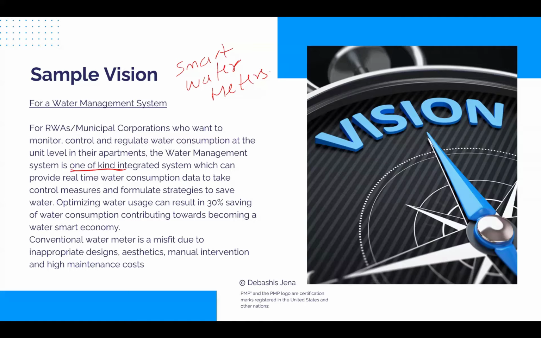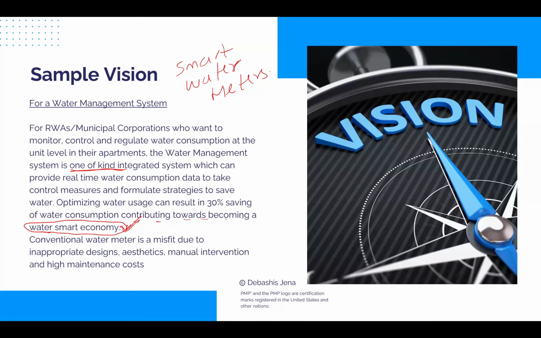A compelling one. And then I made another point about the vision statement, if you remember: linked to corporate strategic goal. That is, the vision statement should clearly indicate which corporate strategic goal is going to be fulfilled by this project. It does. Read with me here: contributing towards becoming a water smart economy. In the context, this is the strategic goal. This project will help us become a water smart economy. All right. That's another trait of a good vision statement.